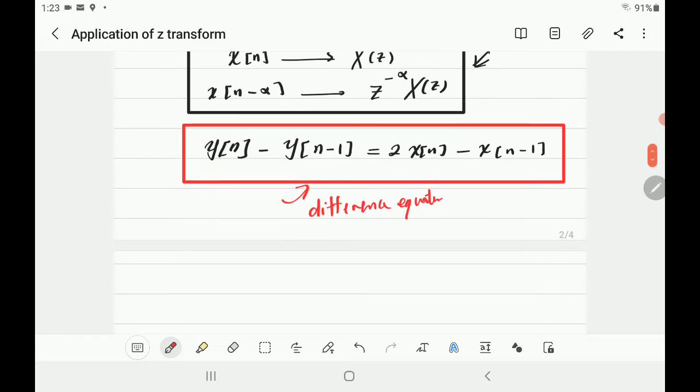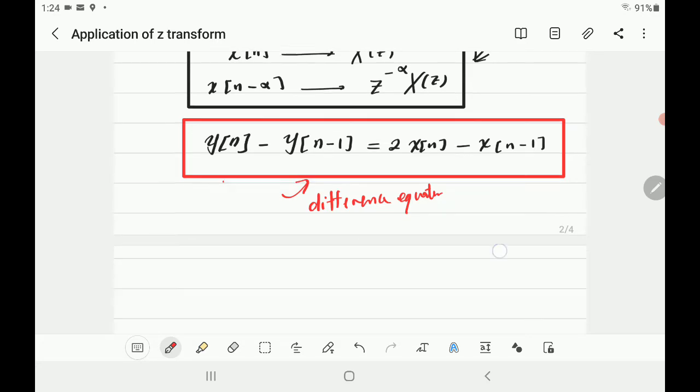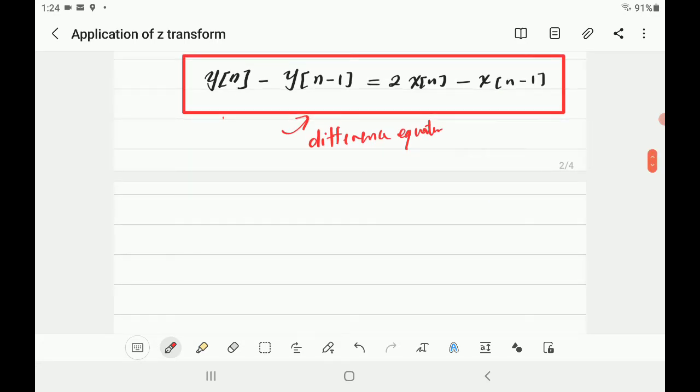And by the way, if you have the difference equation, you can get h of z, the transfer function, from this equation. You convert this back to y of z and x of z, and divide y of z by x of z and get h of z. You can make the reverse process.